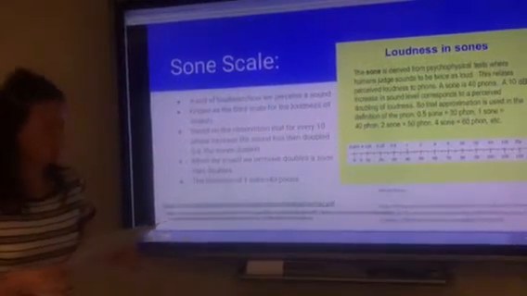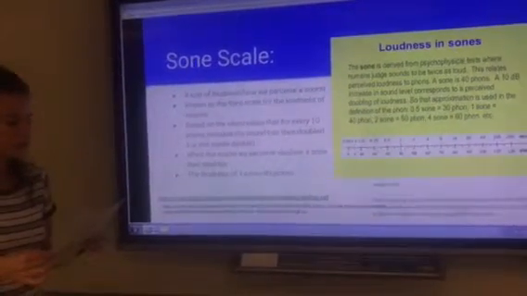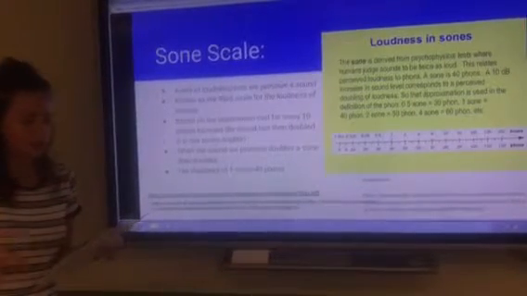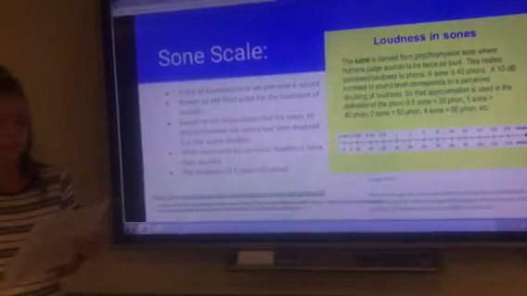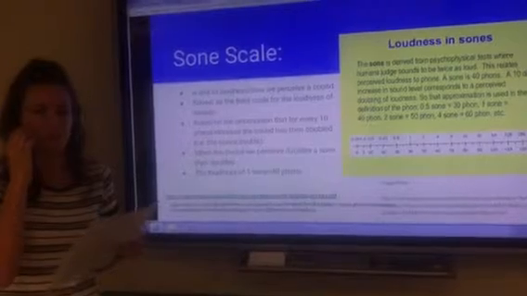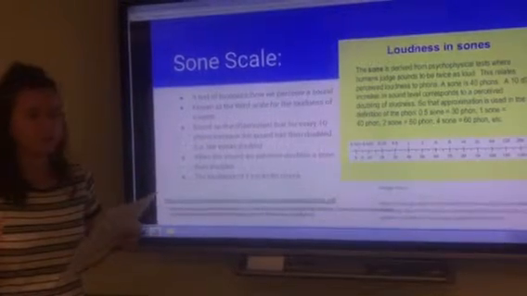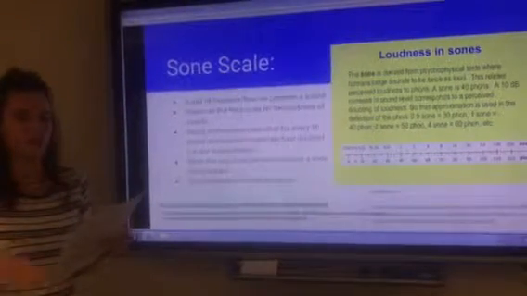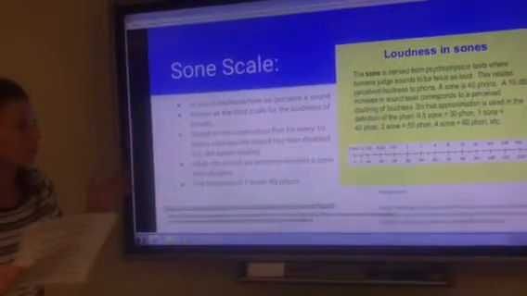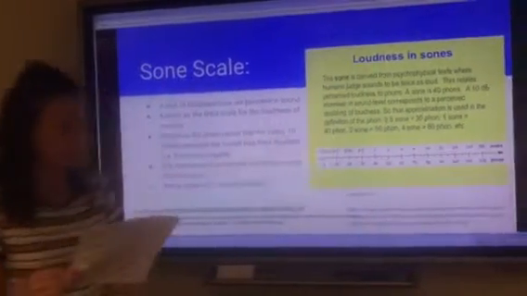Some examples of sounds: 4 sounds is equal to a television, 3 sounds is typical office noise, 2 sounds is the sound of a refrigerator. So when I said phones earlier in regards to a refrigerator, that was 50 phones. So that is equal to 2 sounds, as you can see there.